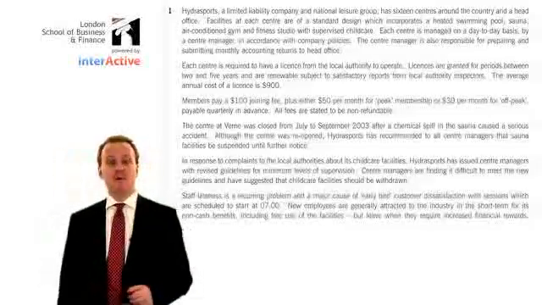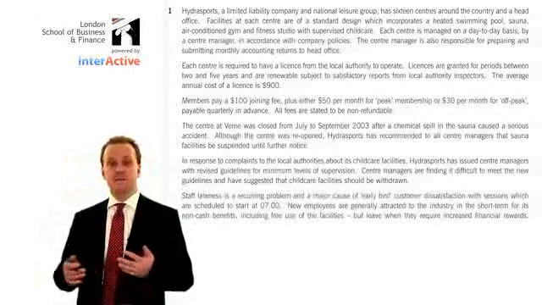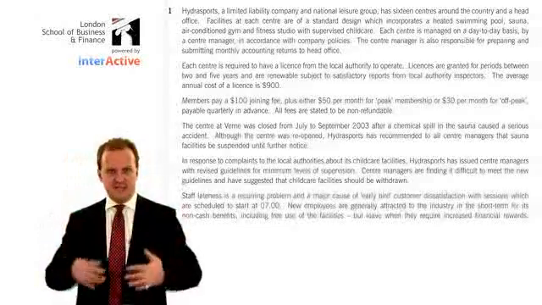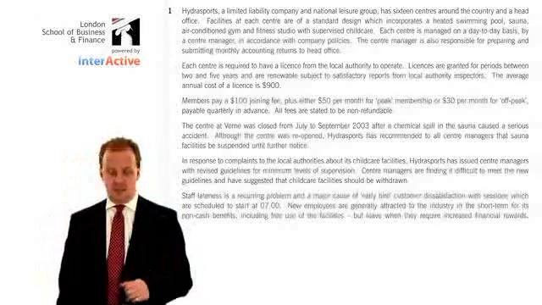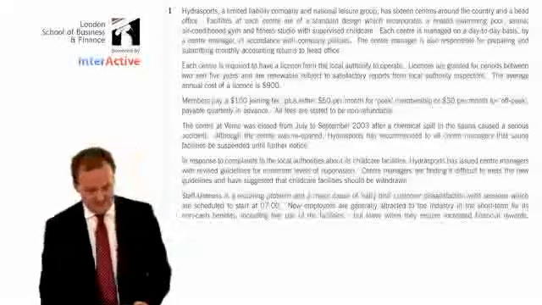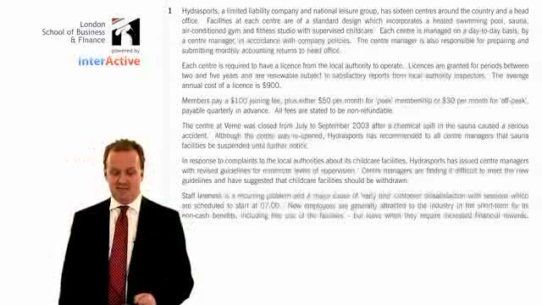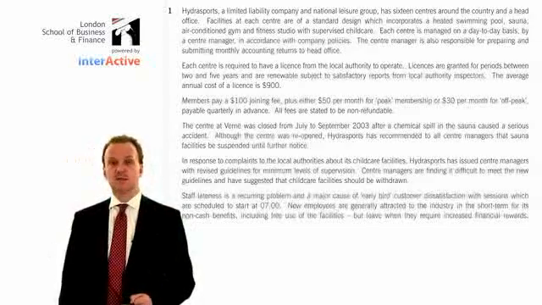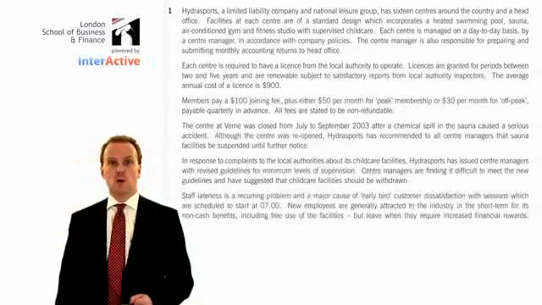Right, now we've got past the first paragraph, which is typically setting the scene and just giving you a few thoughts about what this company does. We move into paragraph 2. Each centre is required to have a licence from the local authority to operate. Well, what could go wrong with that?